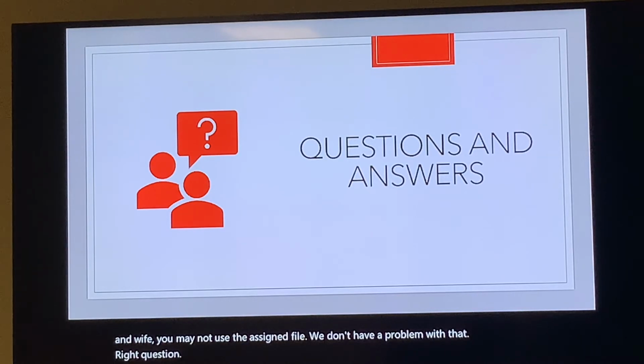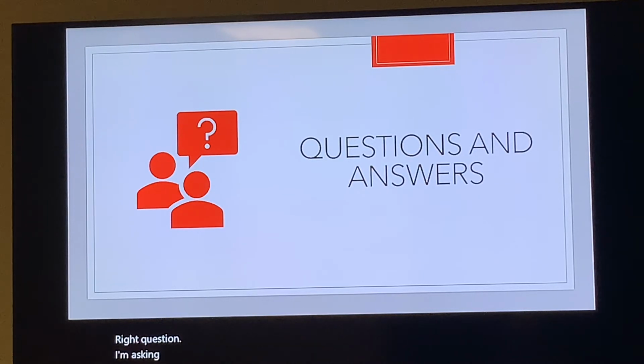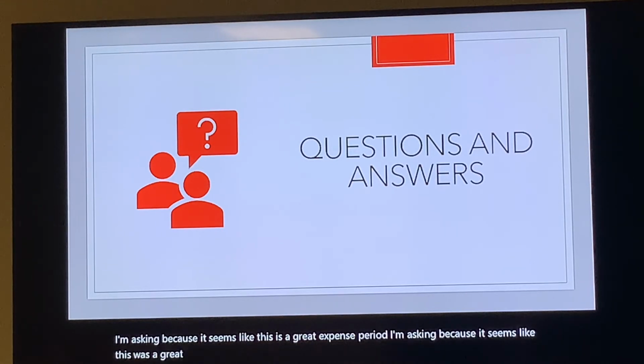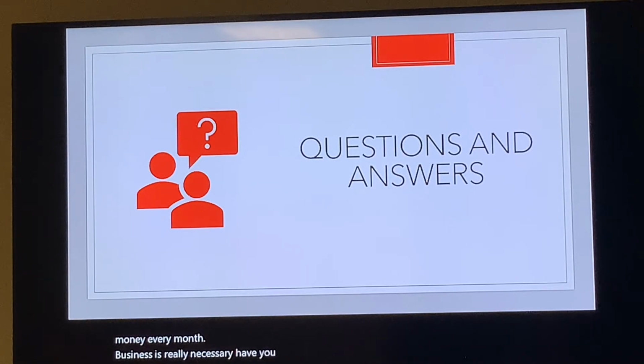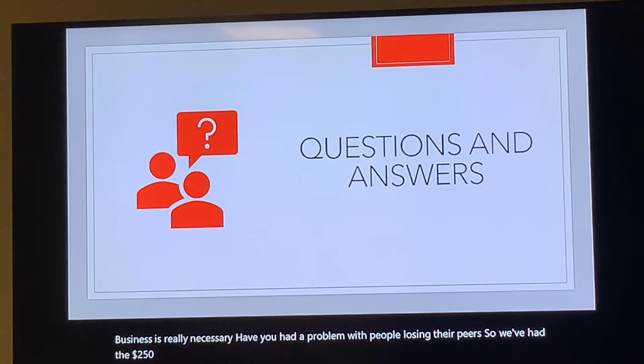I'm asking because it seems like this is a great expense rather than the keys. And I wonder, we're also paying a great deal of money every month. If this is really necessary, have you had a problem with people losing their keys? So we've had the $250 replacement. That's the exact price of replacing the pendant.